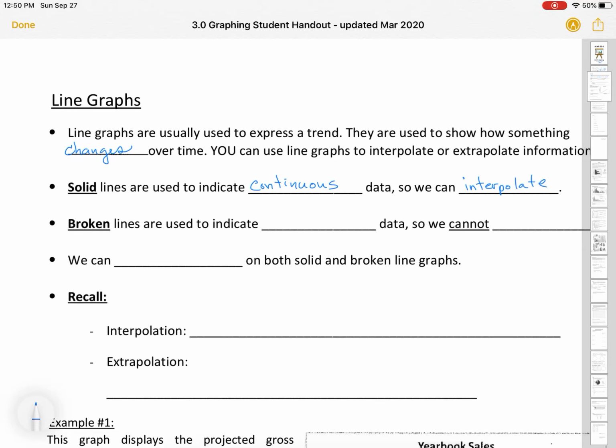Okay, we can make guesses between the points. Broken lines are used to indicate non-continuous data, so we cannot interpolate, because those broken lines mean that, and it's also hard to extrapolate as well, but we can extrapolate a little bit on both solid and broken line graphs. Okay. So we can look at general trends. Okay.